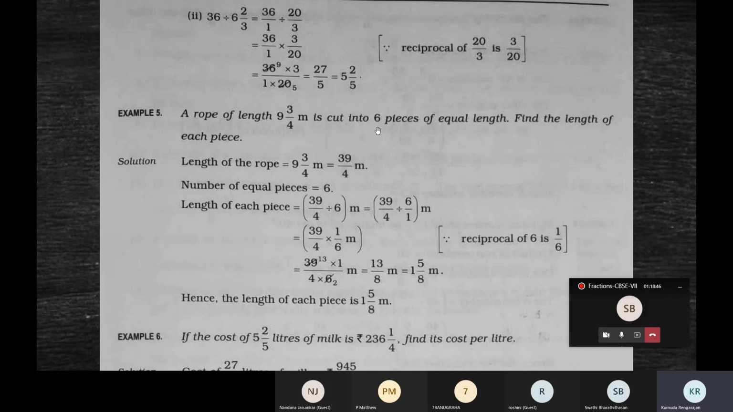What did you write in the numerator? 21 meters. The total length of the rope, 21 meters, we took in the numerator. So here also the first number will be 9 3/4. And in the denominator, we wanted 7 equal pieces. So we said 21 divided by 7. So here they want 6 equal pieces. So divided by 6. This is the total length divided by 6 because they want 6 equal pieces.